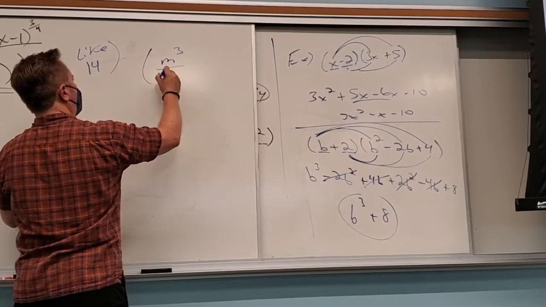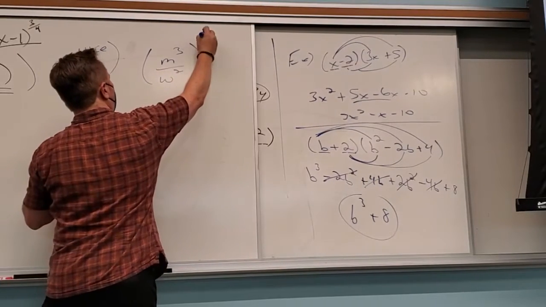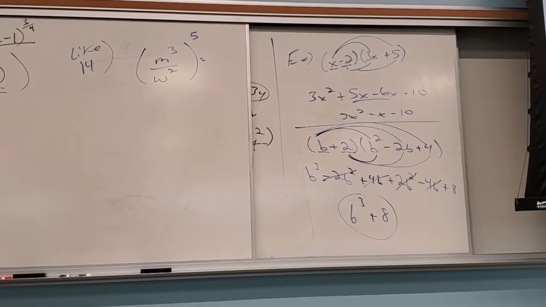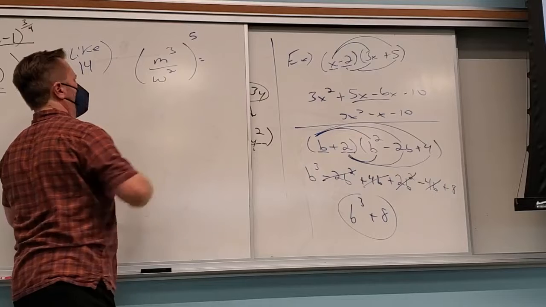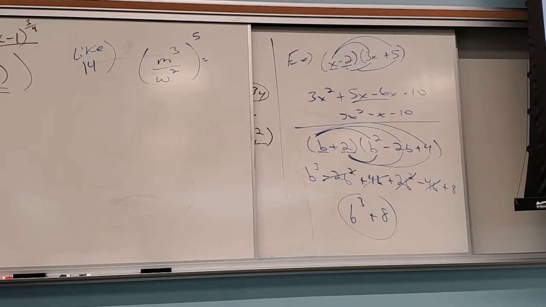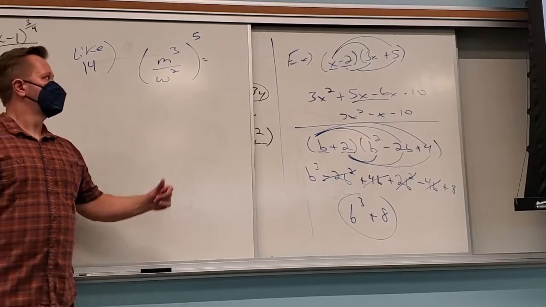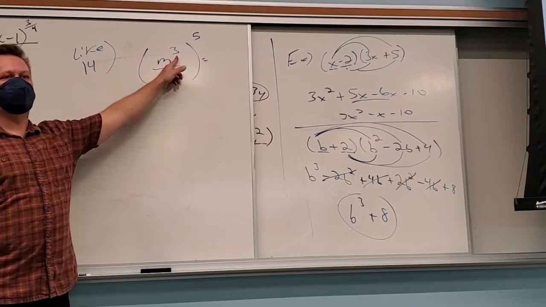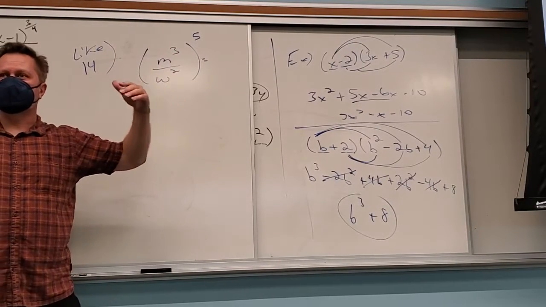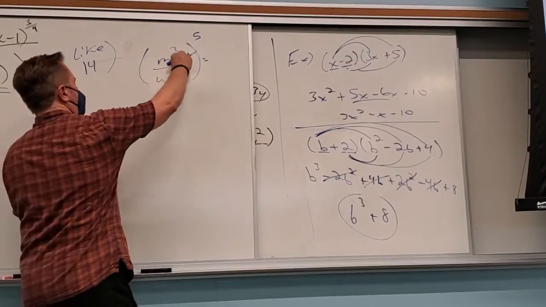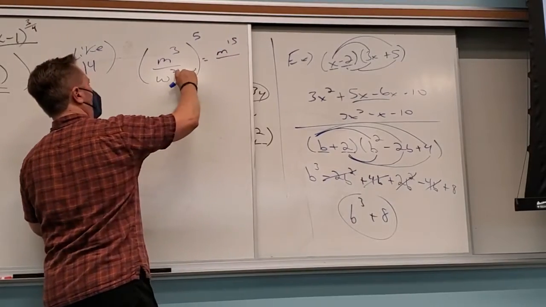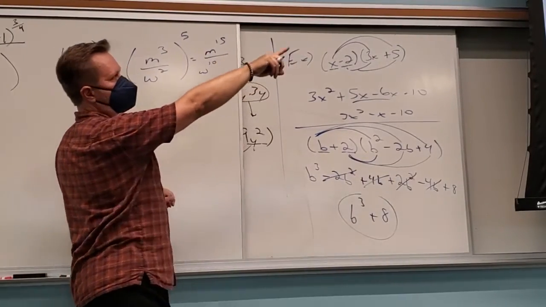M cubed over W squared, all to the 5th power. What's being raised to the 5th power? All of it, right? So what is M cubed to the 5th power? M to the 15. Why do I multiply? Because this is 5 groups of 3 m's. Isn't that the definition of multiplication? If I have 5 crates and they each have 3 apples in them, I got 15 apples, right? This is just going to be M to the 15 over W to the 10.